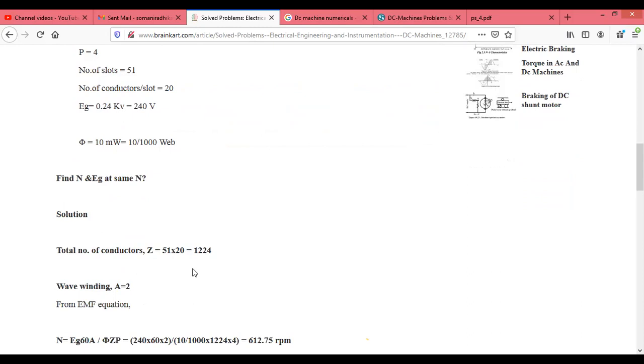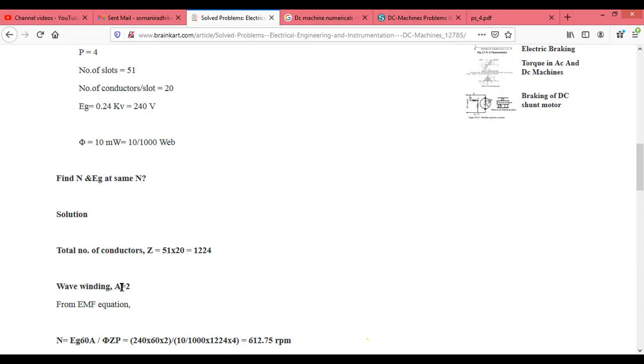But here, they have not given the total number of conductors. So you can solve: total number of conductors equal to number of slots into number of conductors per slot. So slot will cancel. You will get here the number of conductors. That will be 51 into 20. You will get 1224. That is the value for Z.